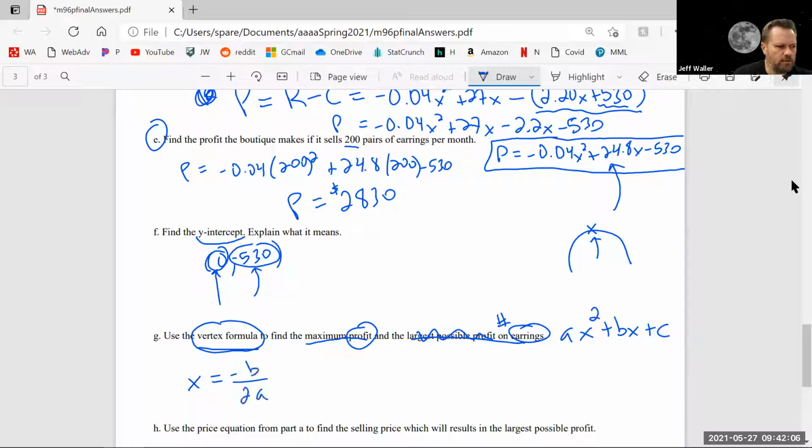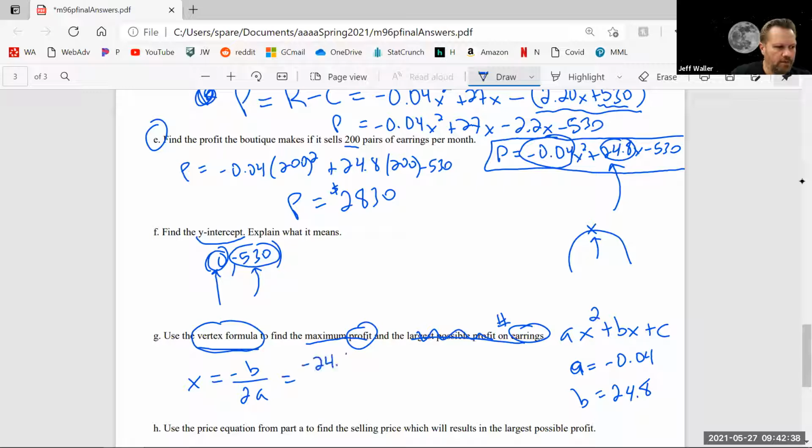Kick ass. Look at Guillermo showing off. I don't have any notes, but I know this. Good job. So what is A for our equation? Negative 0.04. Careful, just the coefficient. Okay. B? 24.8. Isn't that easy? Just the number in front of x squared is A, the number in front of x is B. And then I just gotta throw them in.